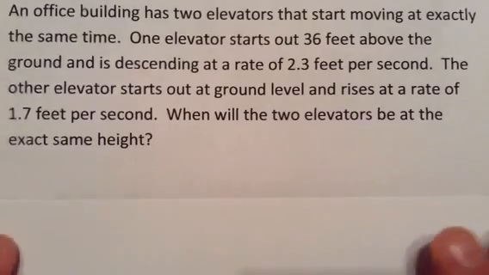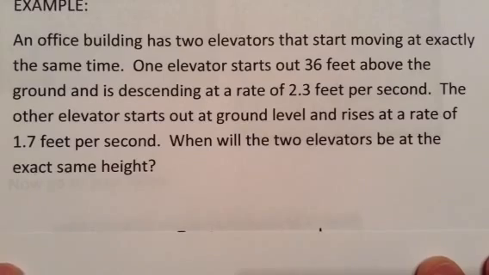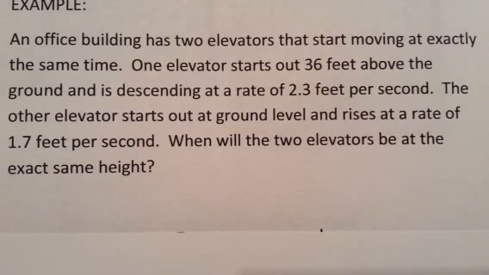Here's the example I want to take a look at. We have an office building that has two elevators that start moving at exactly the same time. One elevator starts out 36 feet above the ground and is descending, going down at a rate of 2.3 feet per second. The other elevator starts out at ground level and rises, meaning it's going up, at a rate of 1.7 feet per second. When will the two elevators be at the exact same height?